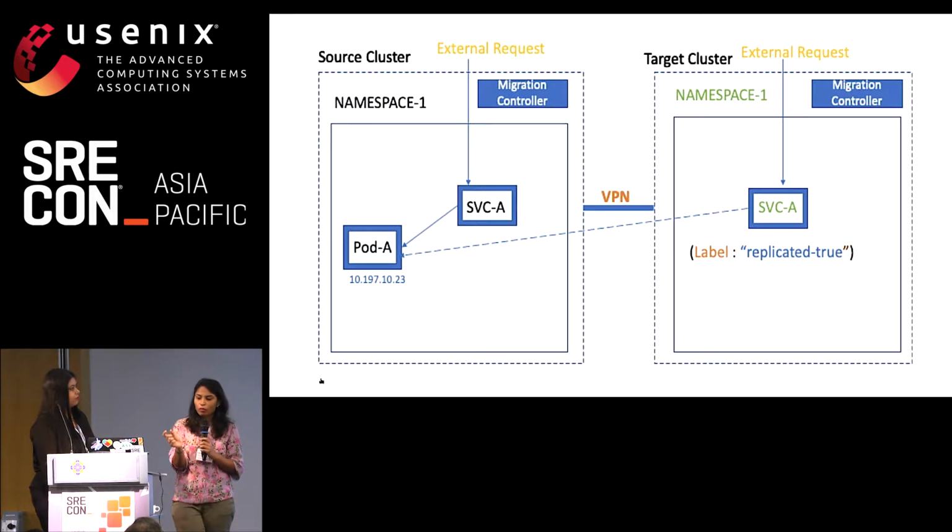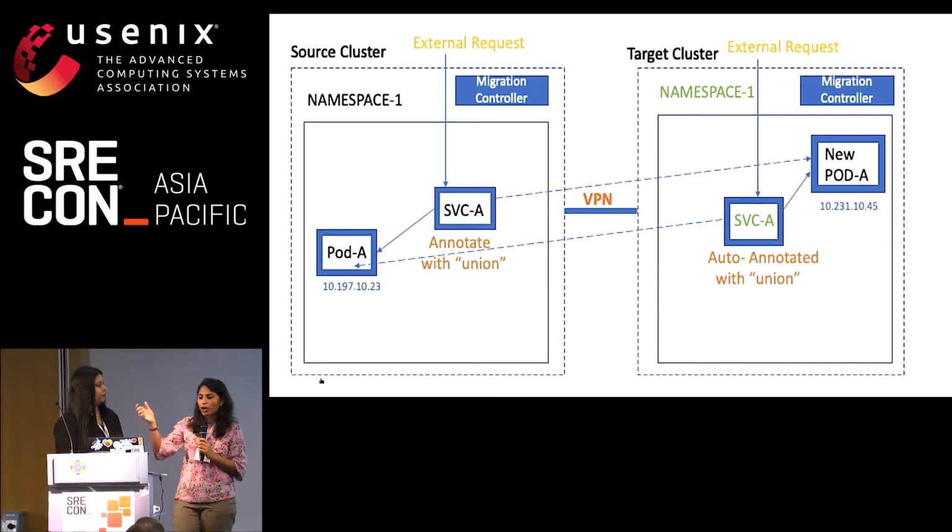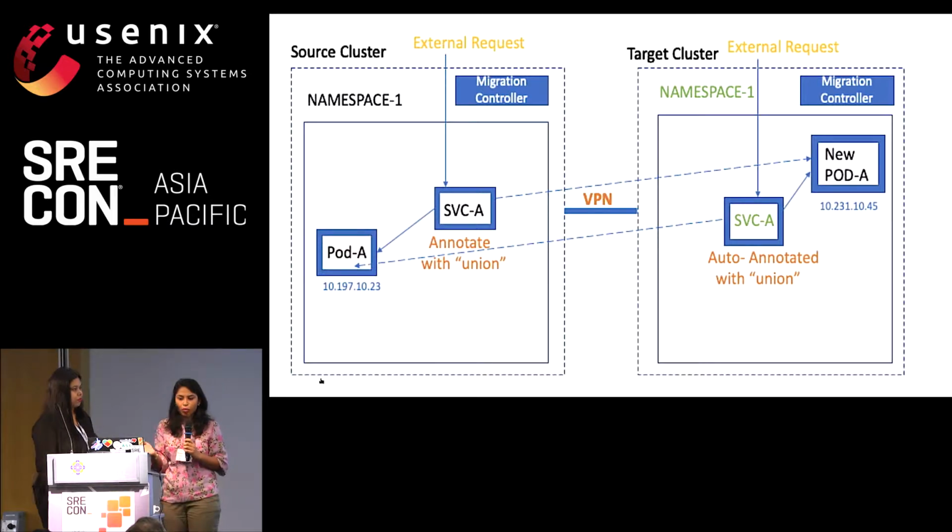Also, let's say we now want to migrate pod A from source to target. If we directly delete it, we might face some downtime in the service. So what do we do? We annotate the source cluster with union, and we deploy a new pod in the target cluster. Hence, the endpoints are updated, and now any request can be served by any pods in both of the clusters.